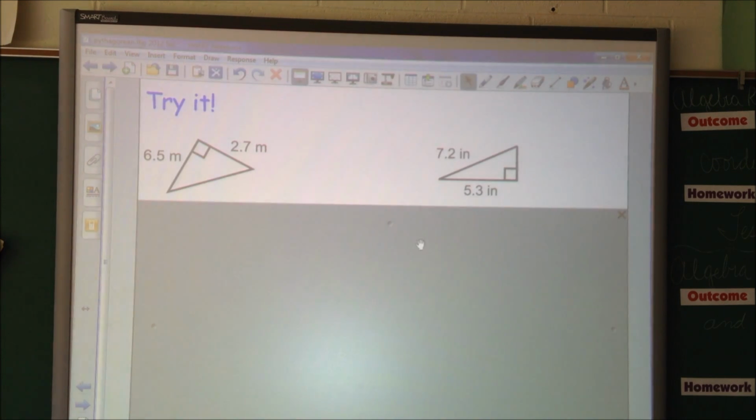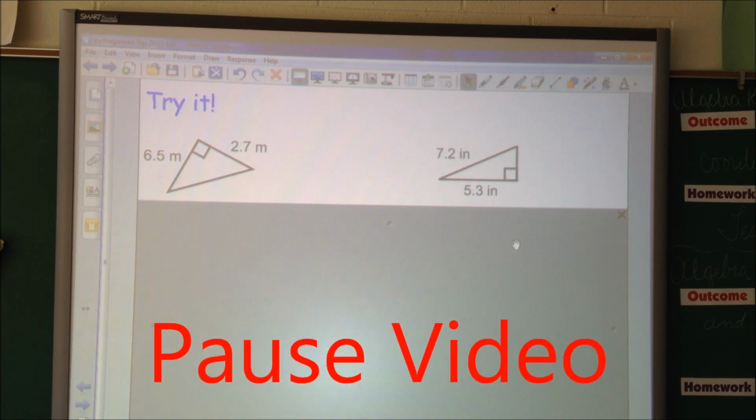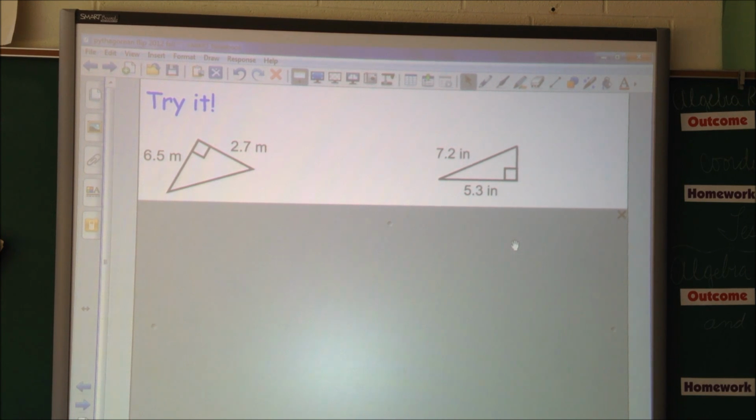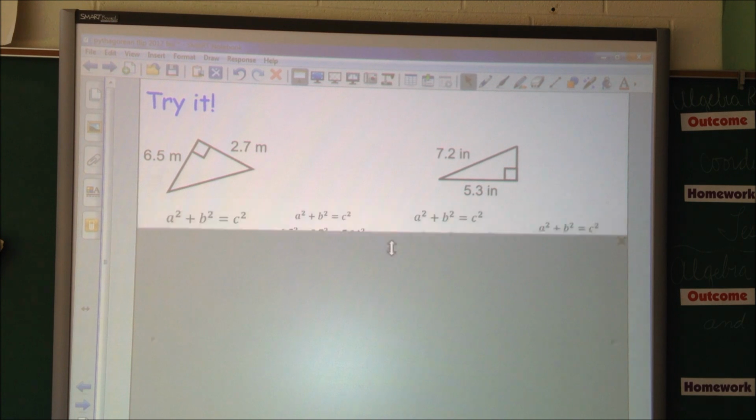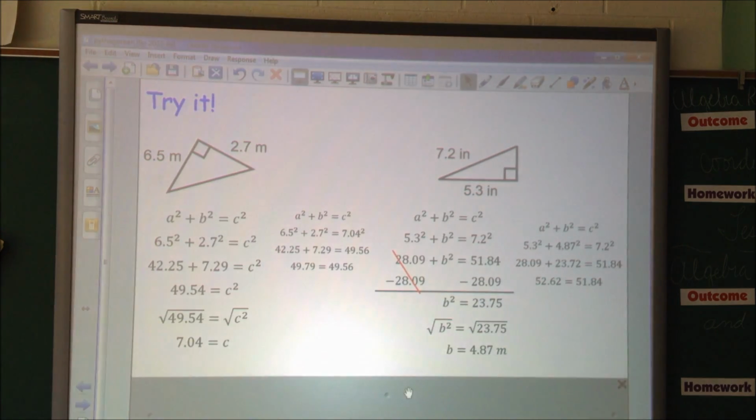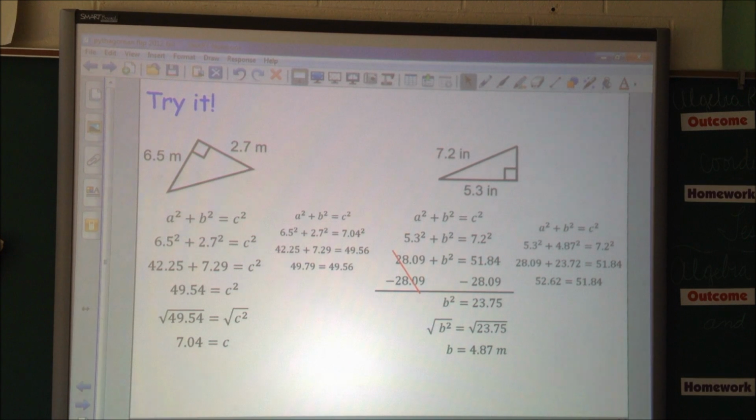Now I'd like you to try two on your own. So pause the video, copy down the triangles, and then solve for the missing side. And now I'm going to show you the answers and the check. Pause the video and check your work.